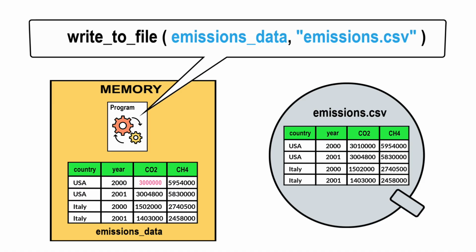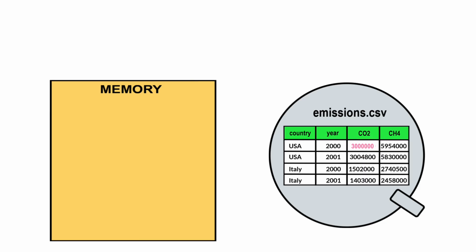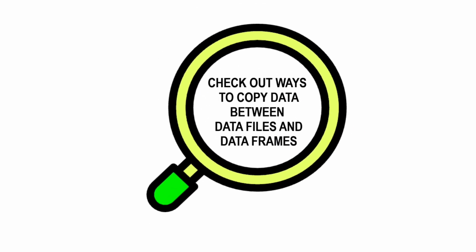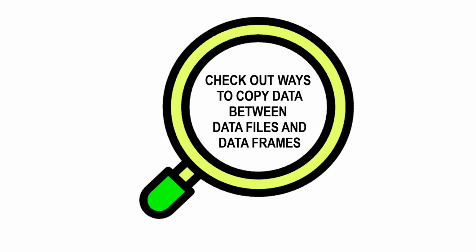the data frame variable emissionsData would be copied back to the original file, emissions.csv, updating its contents and preserving the changes made to the data frame by the program, even after the program ends. Check out the commands in your programming language for copying data between data files and data frames. Let's review our key points.